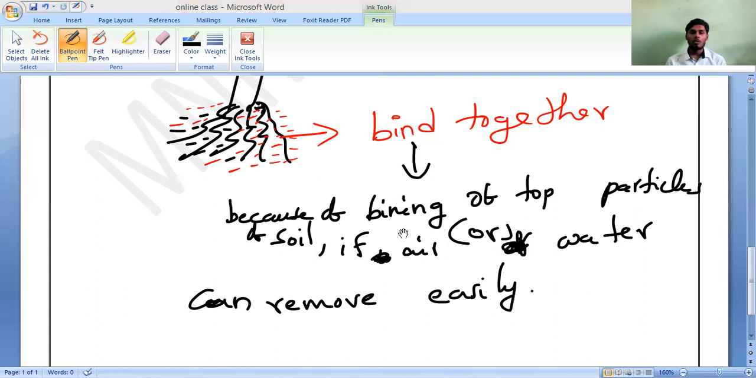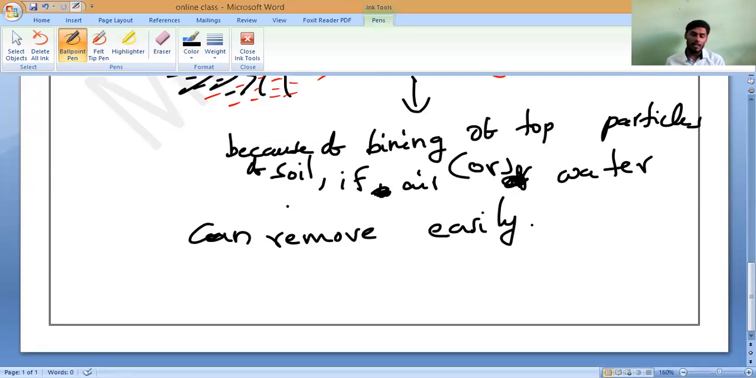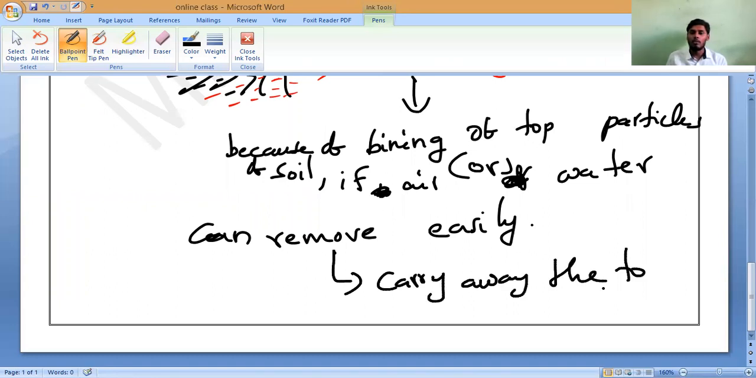So they cannot carry away the topsoil easily. They cannot remove, or else they cannot carry away the topsoil easily. So that is what we used to call erosion. If the soil is easily removed, what should we call it? It is called soil erosion.